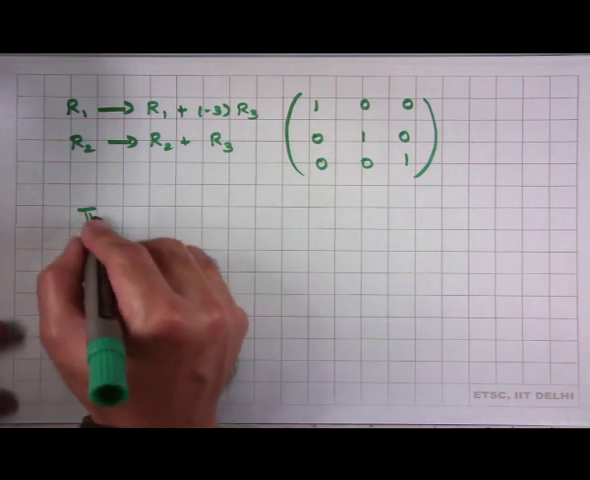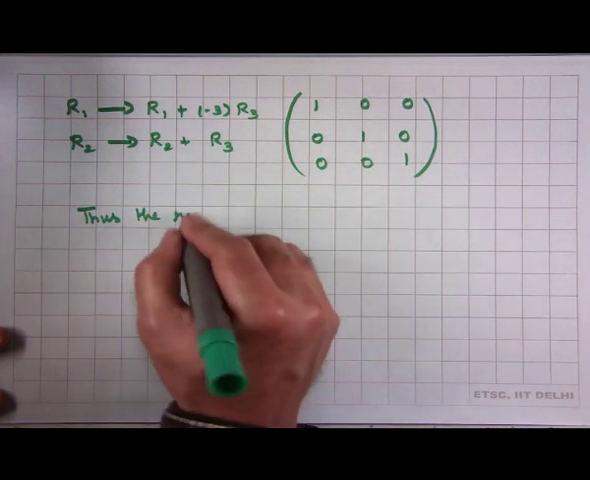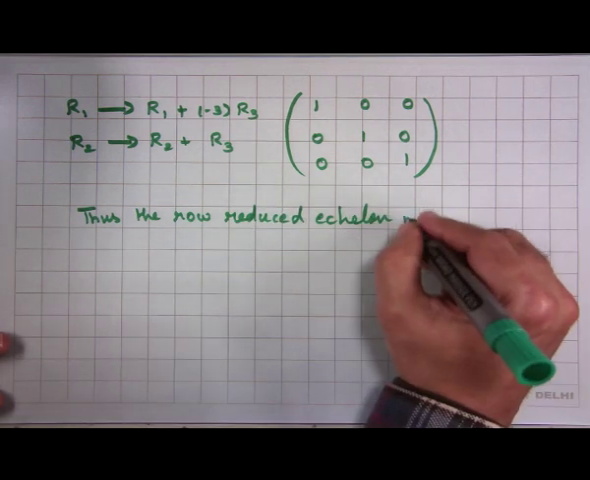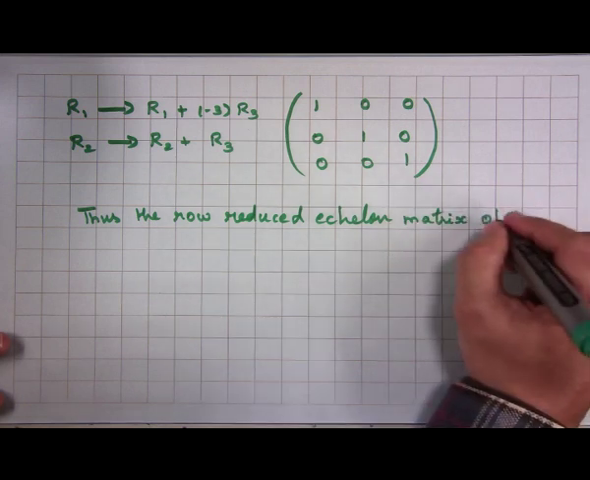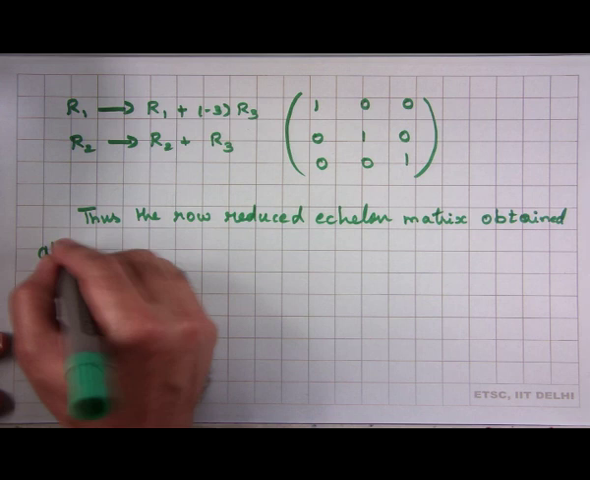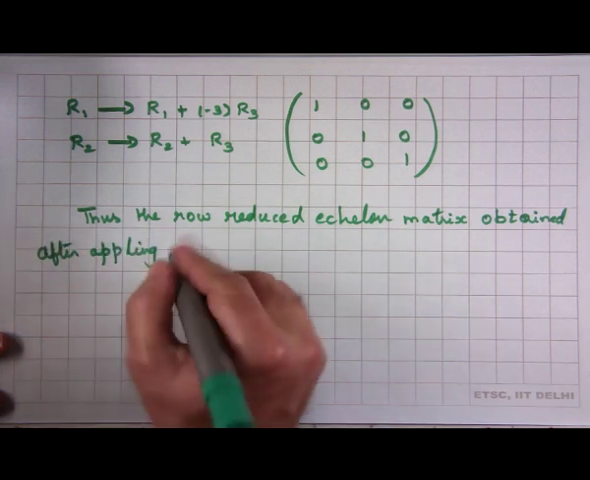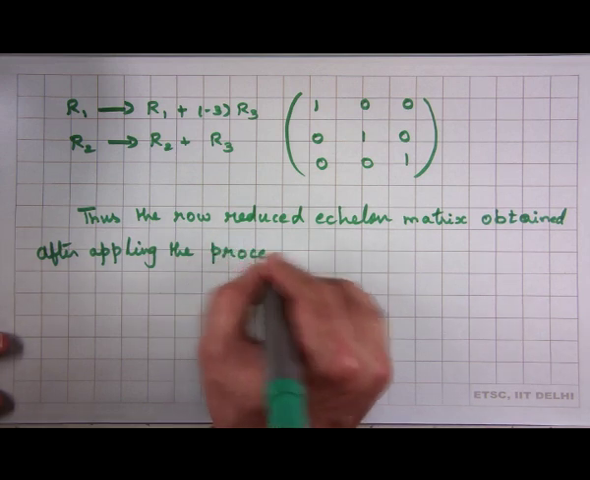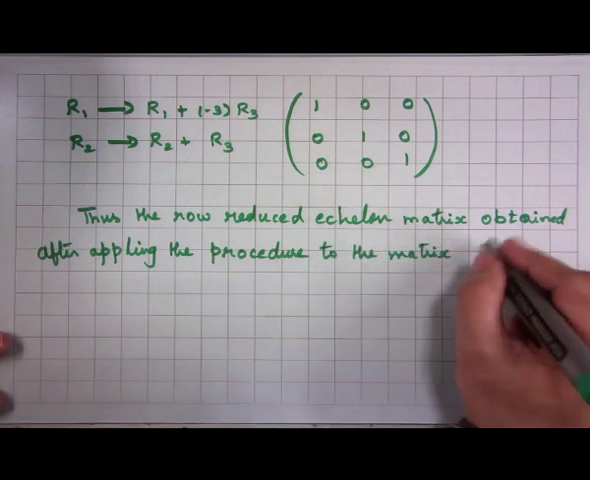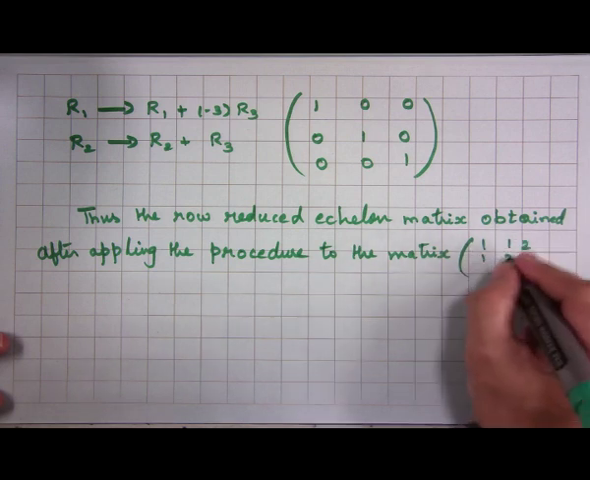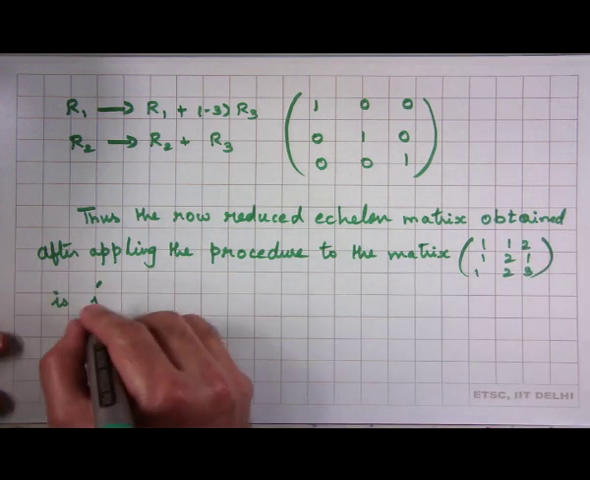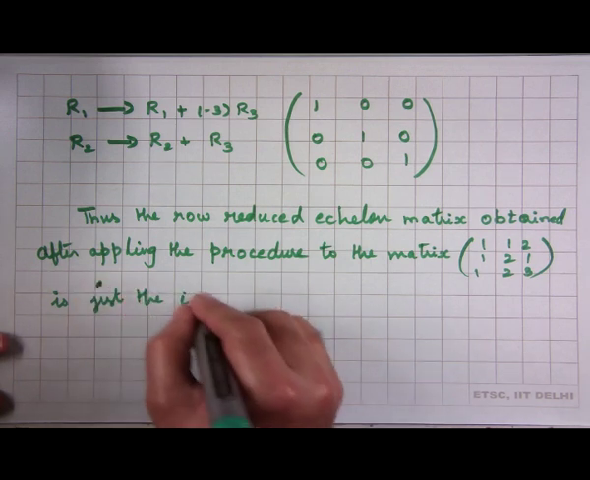Thus, the row reduced echelon matrix obtained after applying the procedure or the algorithm to the matrix 1 1 2, 1 2 1, 1 2 3 is just the identity matrix.